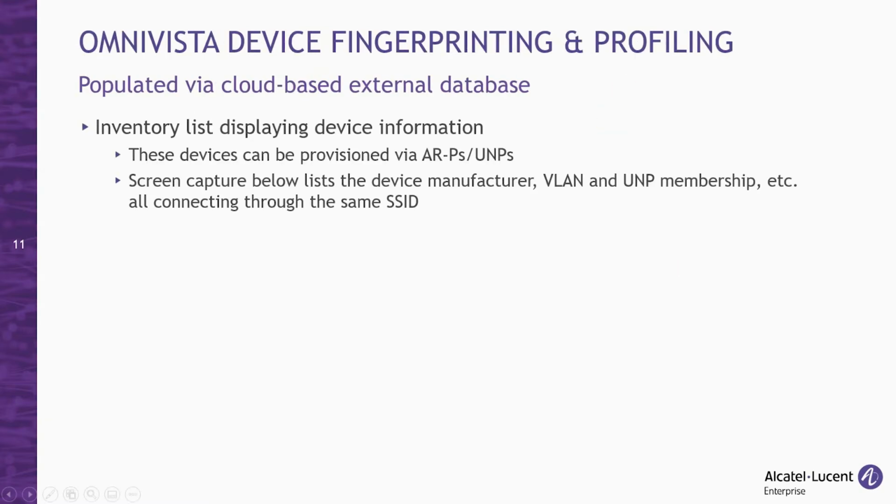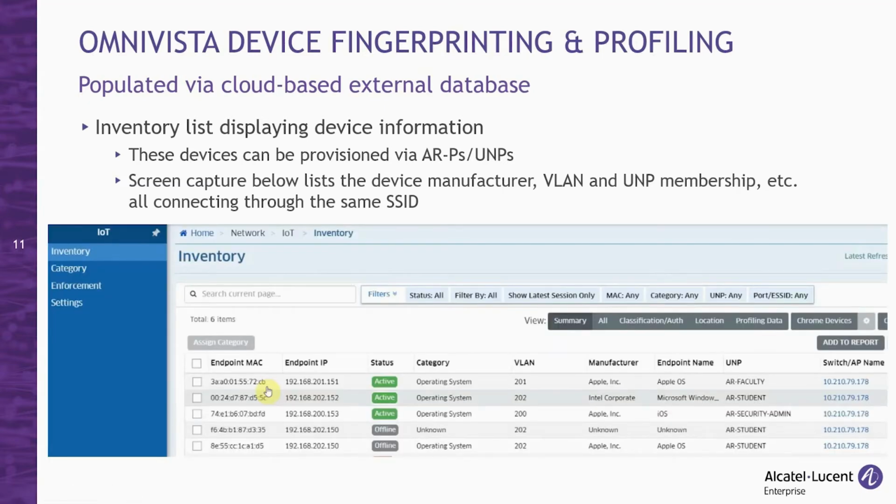The communications between OmniVista and the external cloud-based device fingerprinting database helps enable ALE's solution for allowing IoT devices to be securely onboarded for dynamic security network access. OmniVista dynamically assigns those categorized devices to appropriate network resources via access role profile. Here's a quick snapshot of my inventory list. It comes directly from OmniVista, and it will be used for my demo. It's actually live. If you notice the VLANs and UNPs I've been discussing, they're all listed on this snapshot capture.